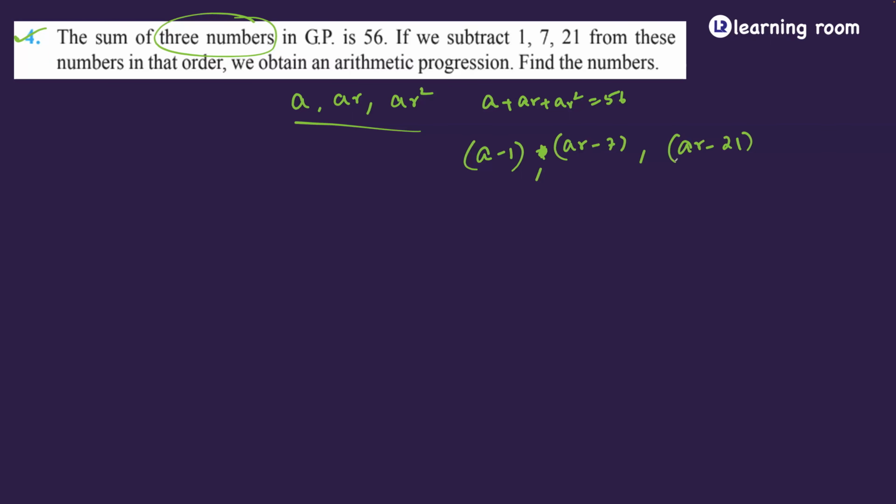That's what AR minus 7 minus A minus 1 should be equal to AR square minus 21 minus AR minus 7. Solve it and tell me. So A minus 1, AR minus 7, AR square minus 21. So take this, solve it and tell me what is the answer you're getting.